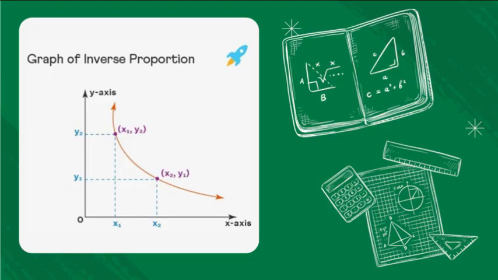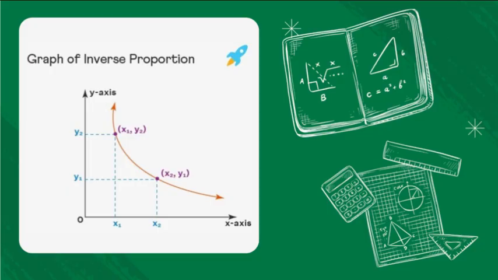So this is the graph of inverse proportion. This graph shows an inverse proportion between two variables, x and y. It means that when one value increases, the other decreases. And as you can see, when x increases from x1 to x2, the value of y decreases from y2 to y1. The curve slopes downward, showing this opposite relationship.